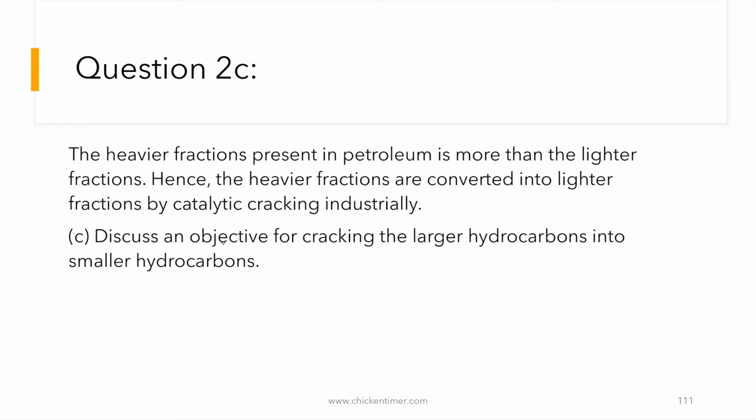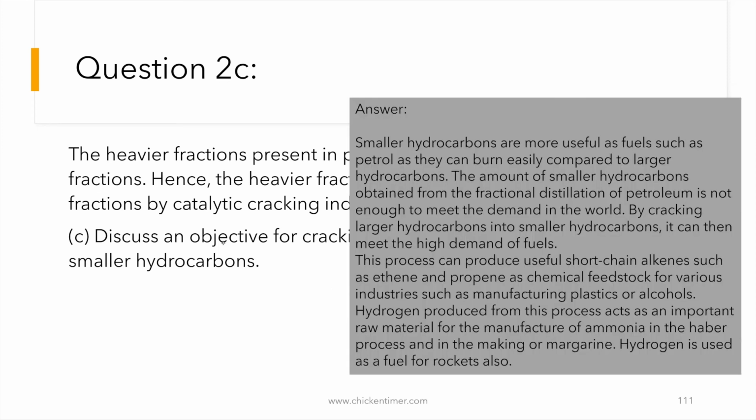So discuss an objective for cracking. I think we are kind of clear on that already. It's to meet the demands of the smaller hydrocarbons, because smaller hydrocarbons are more useful. So the answer can be broken down into three parts. This is the usual one that we talk about: to meet the higher demands of fuel, that are smaller alkane molecules. So this is one.